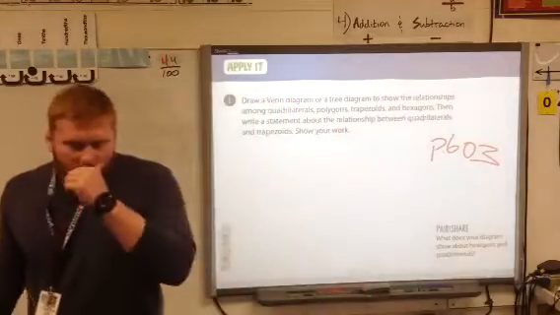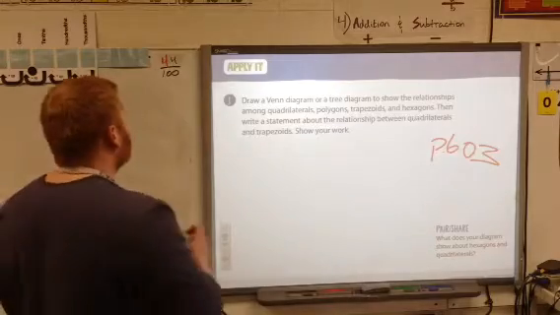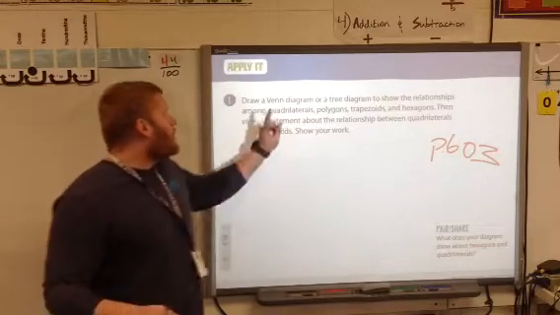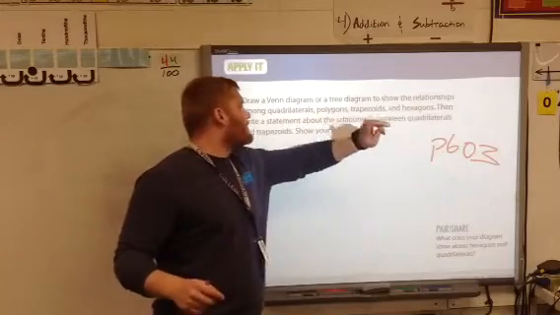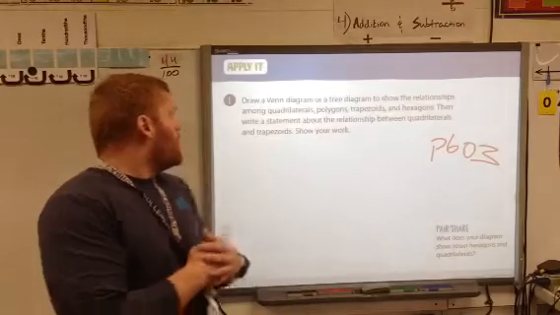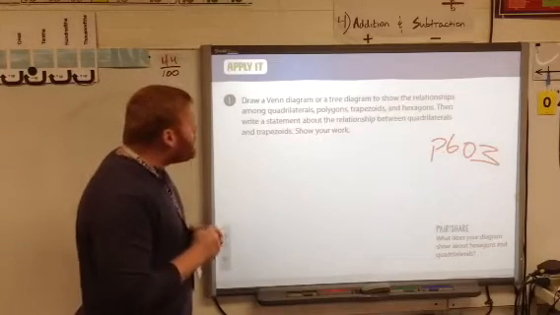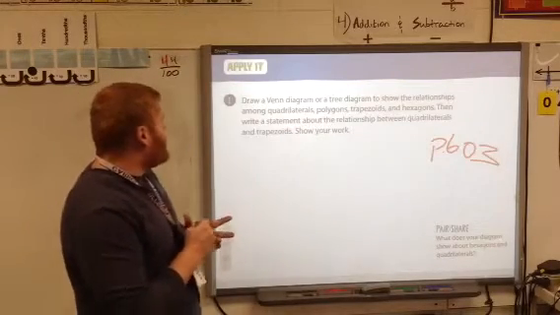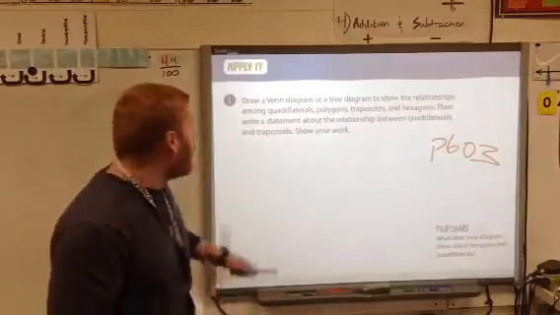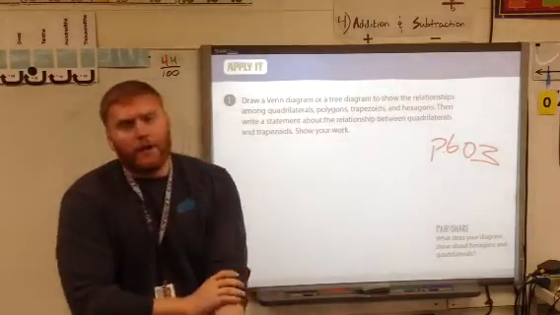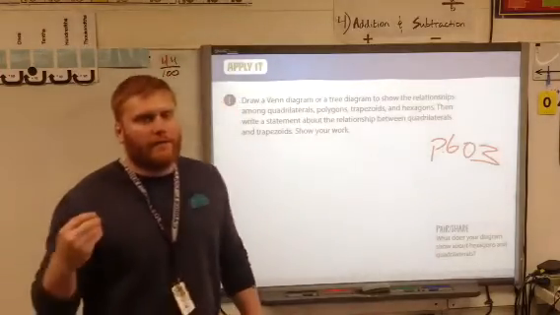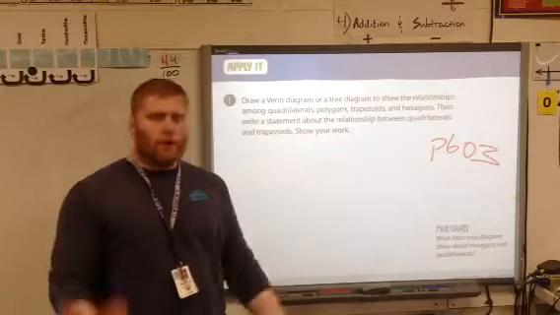It's much the same as our warm-up problem. It says, draw a Venn diagram or a tree diagram to show the relationships among quadrilaterals, polygons, trapezoids, and hexagons. So once again, it gives us 4 shapes. Then write a statement about the relationship between the quadrilaterals and trapezoids. Show your work. The way we're going to show our work is through our Venn diagram or tree diagram. Now in our intro problem, I gave you a Venn diagram. This one, let's go with a tree diagram.